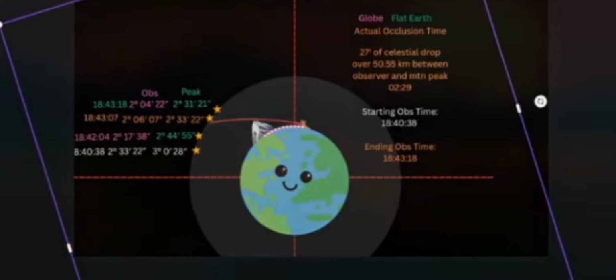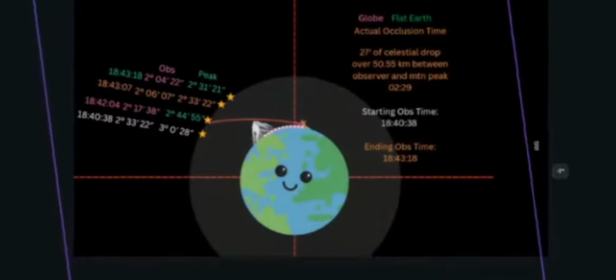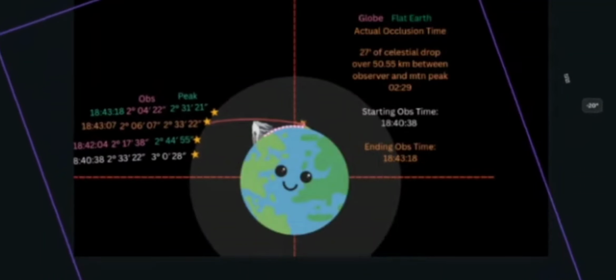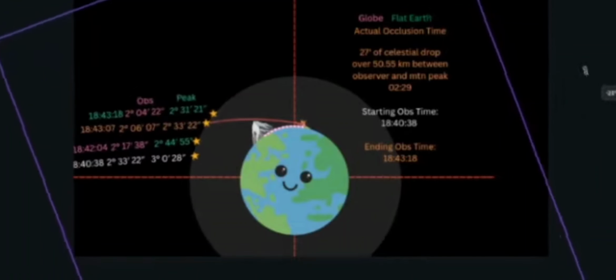Maybe I'm missing something. Why are there only two? Because the star's light source is only going to intersect with the globe at this time, or at this time on a flat Earth. Oh, one for globe, one for flat. Okay. Yeah.